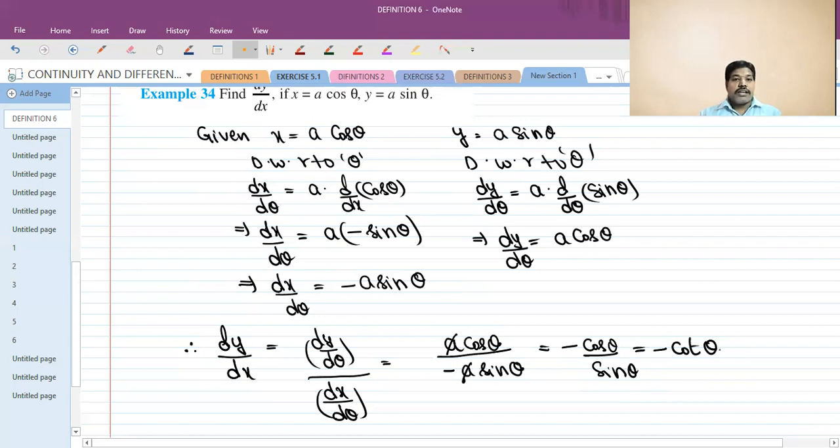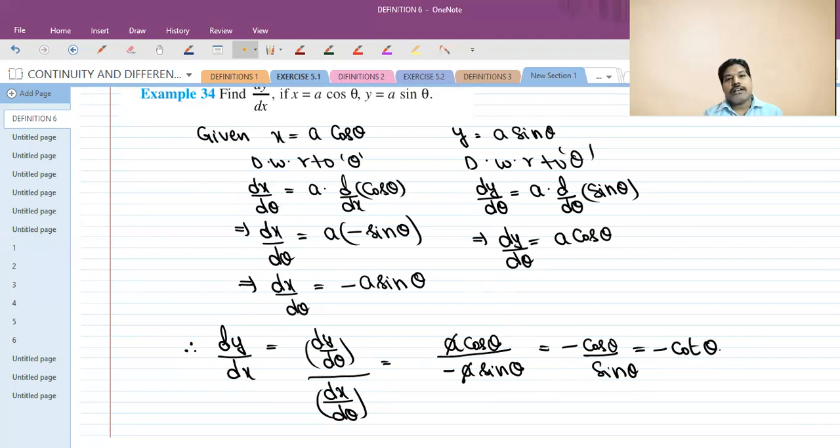So do you understand that? You have to take the x value and the y value, given in terms of theta. First you differentiate x with respect to theta, so you will get dx by d theta. And the y value is also given in terms of theta. Just differentiate with respect to theta, and you will get dy by d theta.